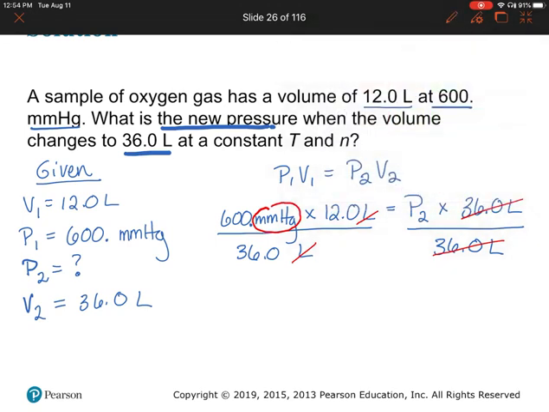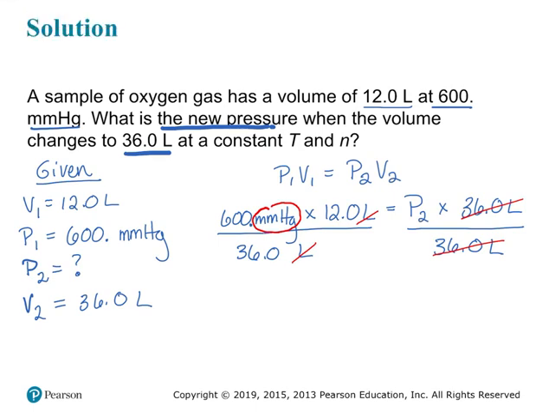All right, so now we just have to plug into our calculators. Let me pull mine up. Let's see, 600 times 12 divided by 36. Okay. So my calculator gives me a value of 200 millimeters mercury.